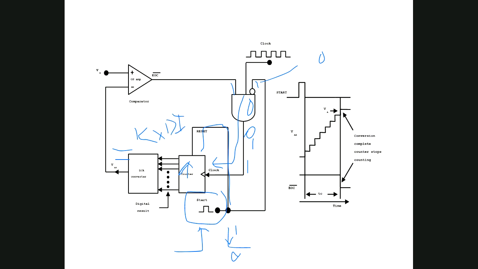The counter will keep counting until VAX becomes more than VA. When this becomes more than VA, I told you it will become 0. When this 0 comes here, this will stop working. At that time, whatever is here is our output. Okay, everyone, do you understand? Do you understand, guys?